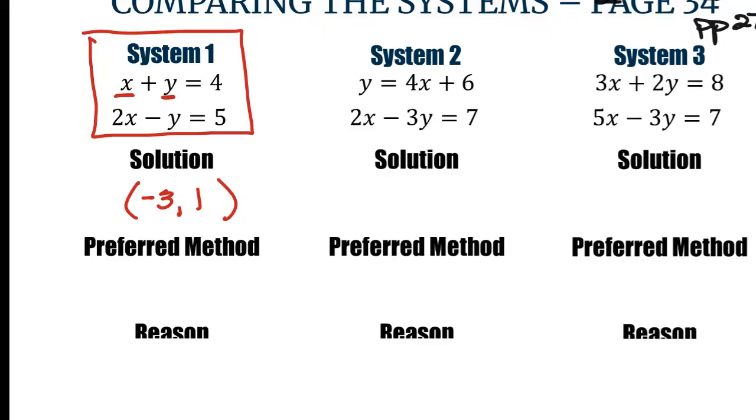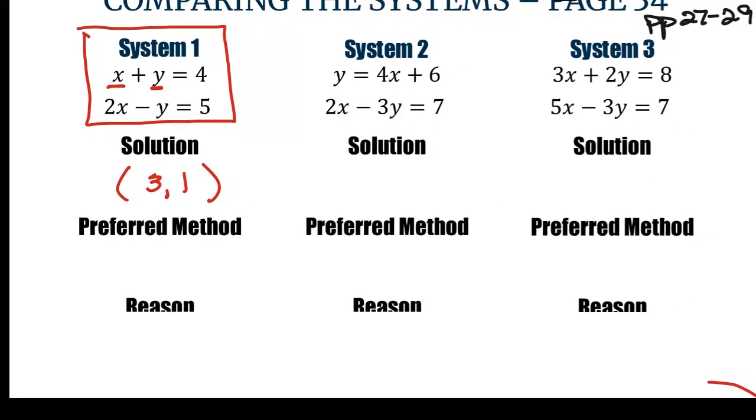Positive 3. Because I was looking at the wrong one. Okay, so let's try positive 3 and 1. So if I do 3 plus 1 is 4, that seems to work, right? And if I do 2 times 3, which is 6, minus 1 is 5. So look, that works.